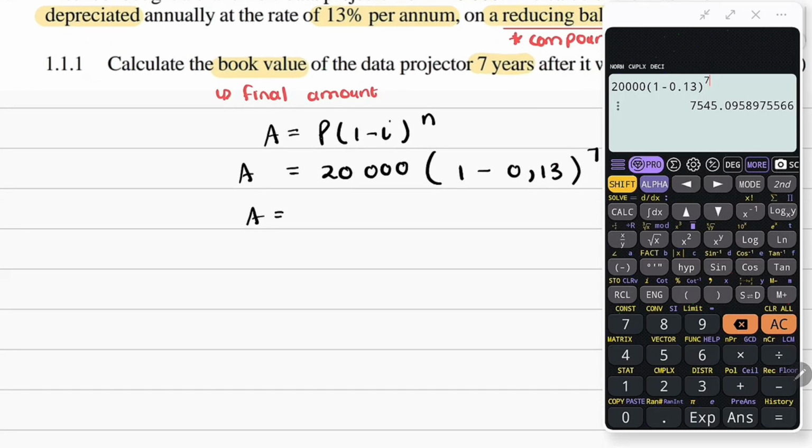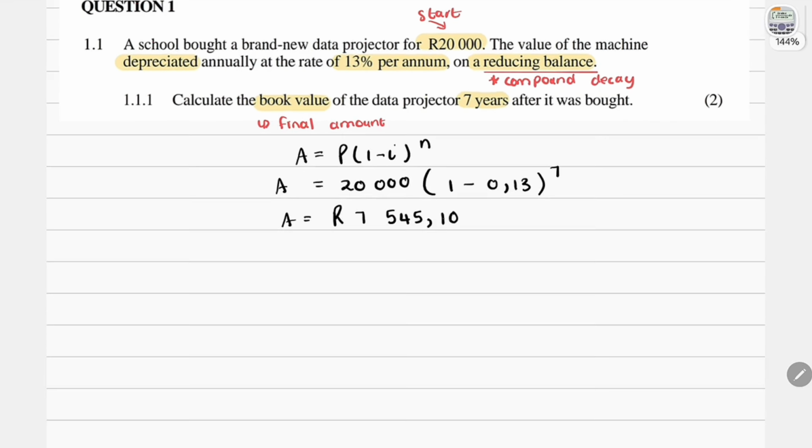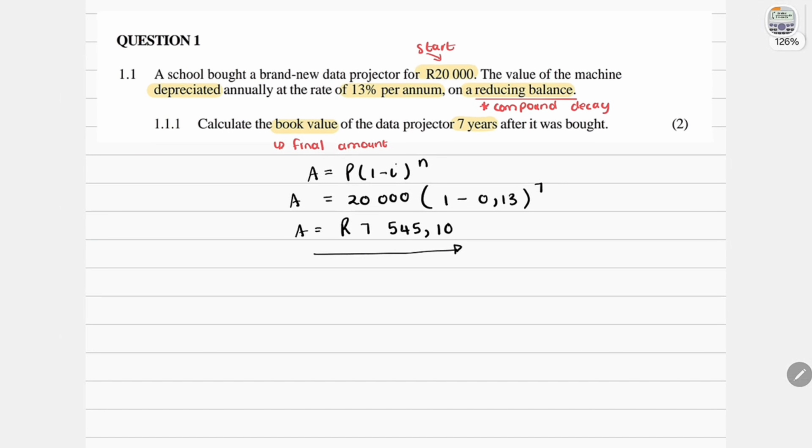So the projector in 7 years' time will be worth 7,545 Rand. Looking at the third decimal, the 5 is going to help the 9 round up, and so that's going to become 10. So there we go, it is 7,545 Rand 10 cents, and that is our answer. Moving on to the next question.